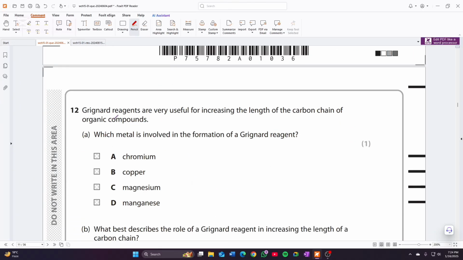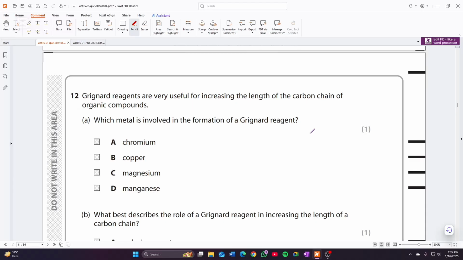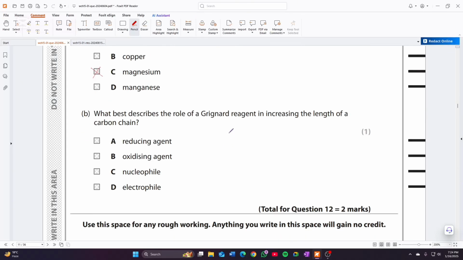Okay, number 12: Grignard reagents are very useful for increasing the length of the carbon chain of organic compounds. Which metal is involved in the formation of a Grignard reagent? This should be memorized: magnesium, not manganese. Magnesium is used in the Grignard reagent. What best describes the role of a Grignard reagent in increasing the length of a carbon chain? You should know this, that it is a nucleophile, because a Grignard reagent actually donates electrons. So this would be a nucleophile.